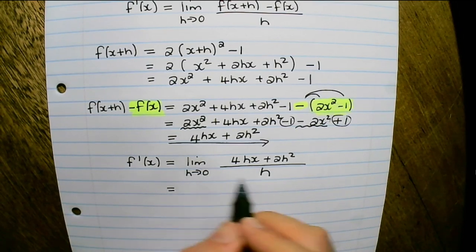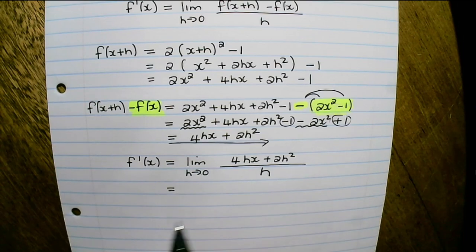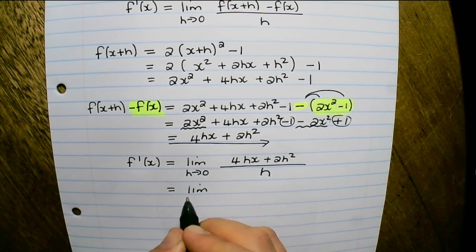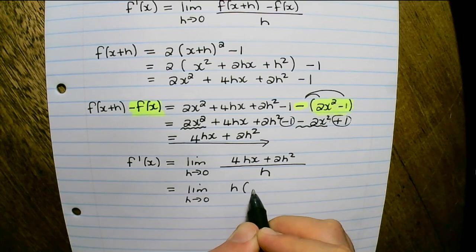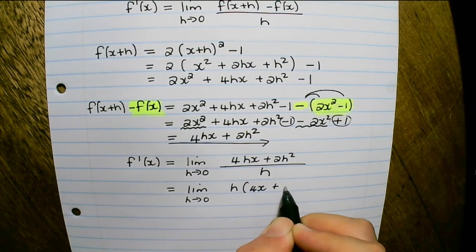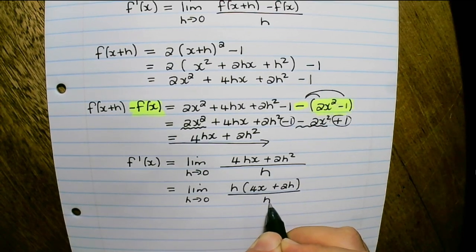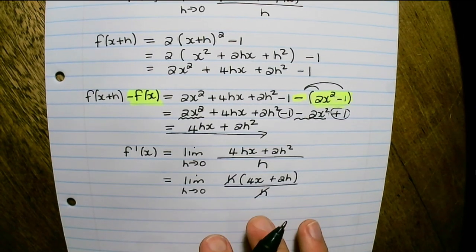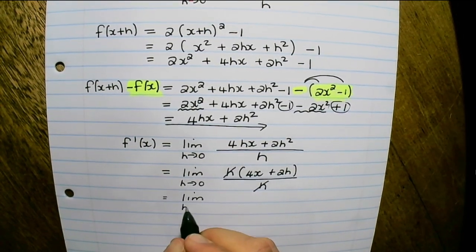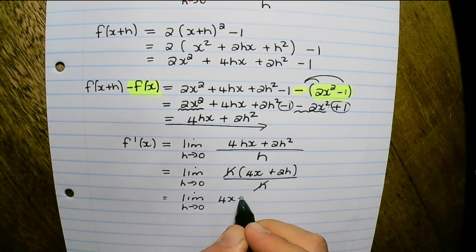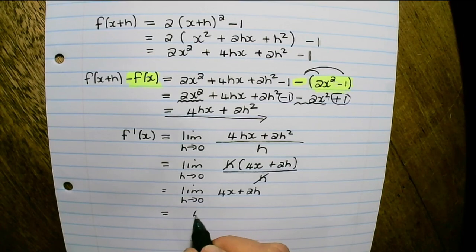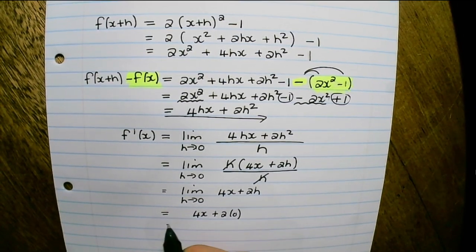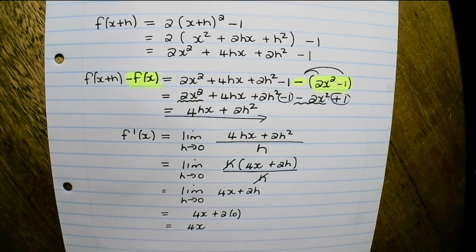Now we cannot apply the limit yet because we are not allowed to divide by 0. So it will be the limit of h towards 0, and in the numerator, I'll take out a common factor of h. The first term would be 4x and the second term 2h, over h. Now the h values would cancel out, so I'll have the limit of h towards 0 of 4x plus 2h. Now I can remove the limit and substitute h with 0. Therefore, the first derivative is 4x. And this is how we do it from first principles.